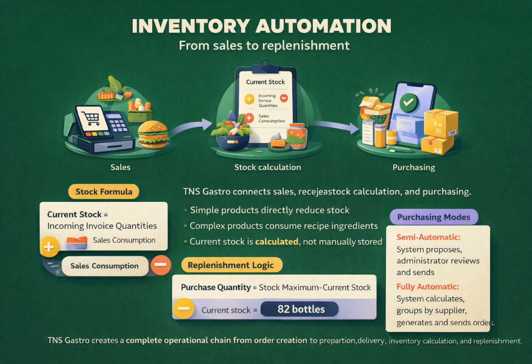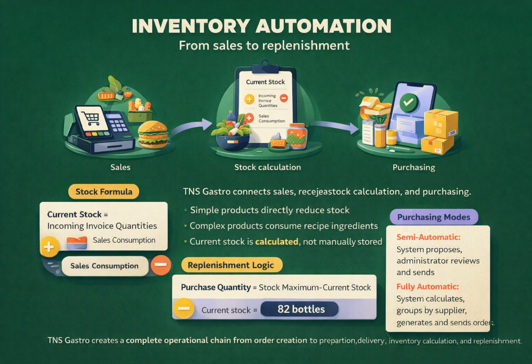TNS Gastro supports two purchasing modes. The first is semi-automatic purchasing. The system prepares the purchase orders automatically. The TNS Gastro administrator reviews the proposed quantities, makes any necessary adjustments, and then sends the purchase orders to the suppliers. The second mode is fully automatic purchasing.